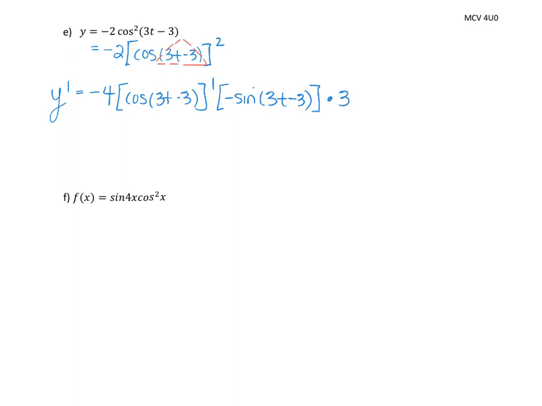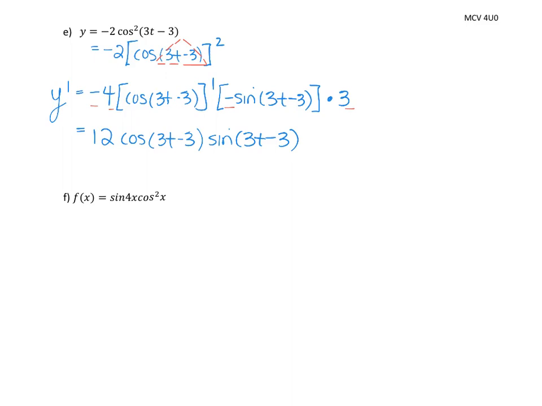Okay, and again, just cleaning that up, bringing coefficients to the front, right? I have a negative, and a 4, and a 3, so ultimately that's going to become positive 12, and then I have a cos of 3t minus 3, and a sine of 3t minus 3. The order you write those in doesn't matter, and there's nothing I want you to do with those, you just leave those alone. Okay, try one more.